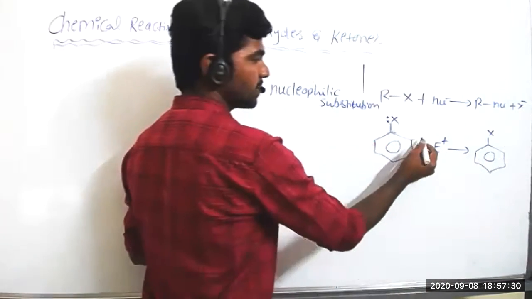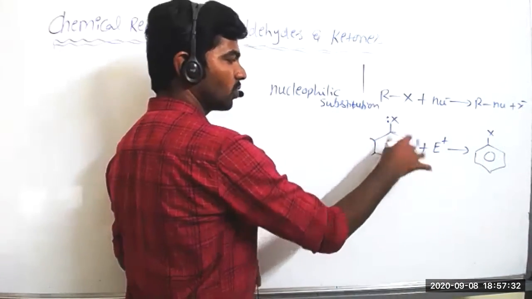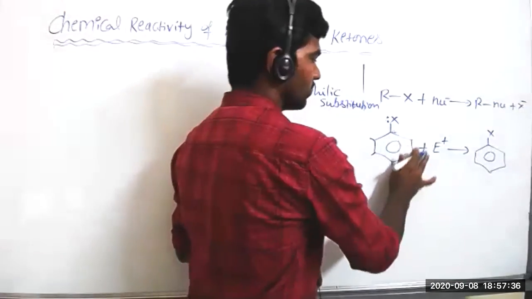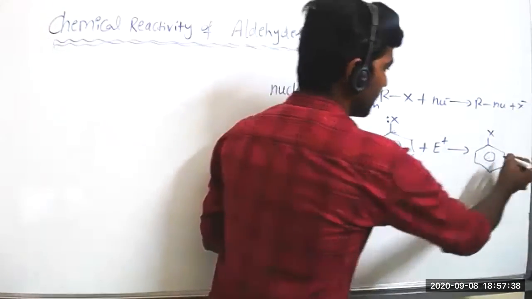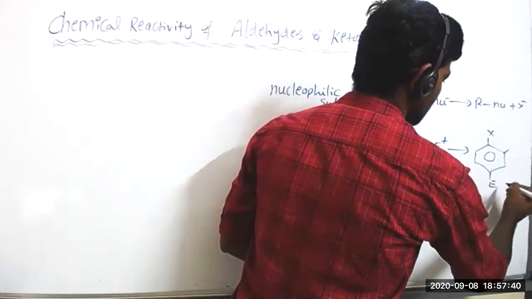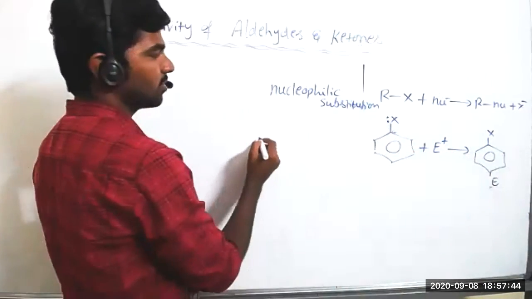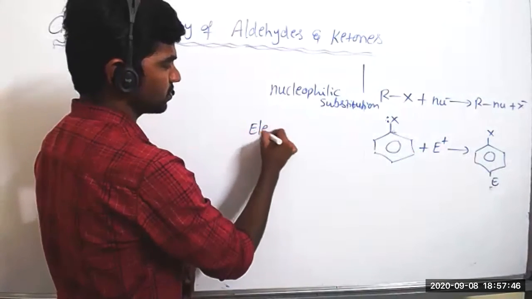So here hydrogen atoms are there. Substitution means one of the atoms or groups is replaced by another atom or group. So here, instead of one hydrogen atom, this electrophile is attached. Mostly the para position is major. So aryl halides are involved in electrophilic substitution.